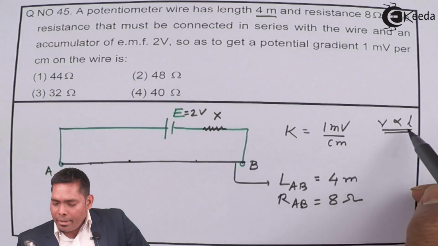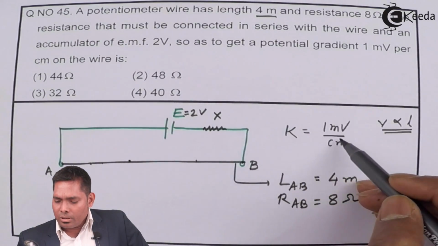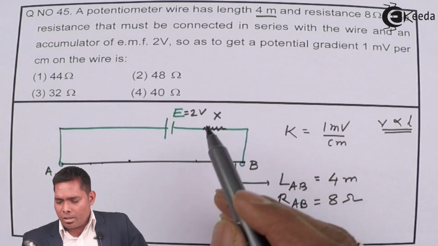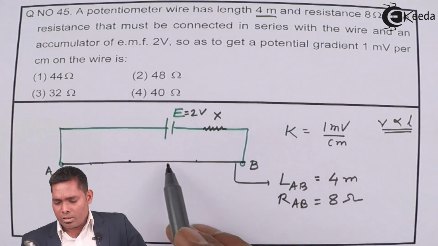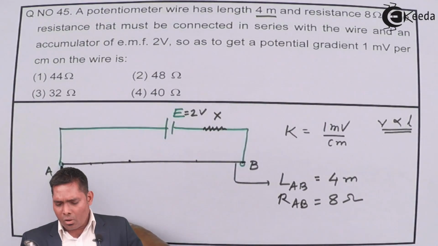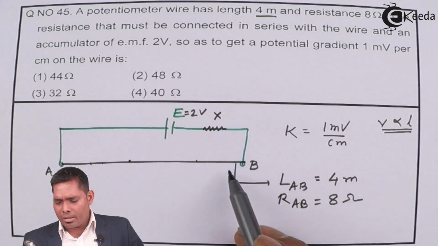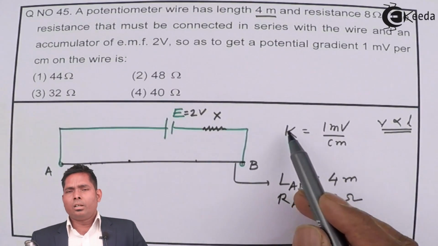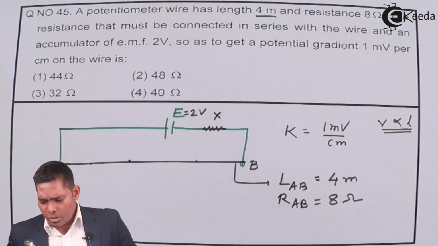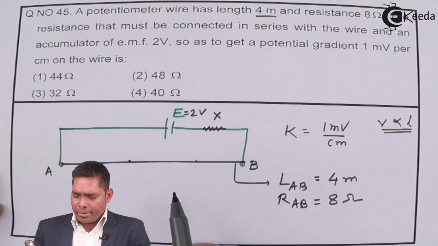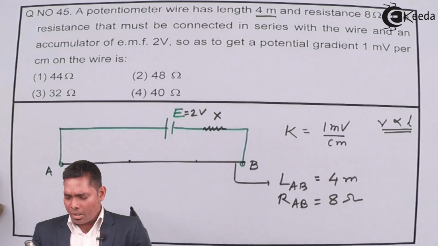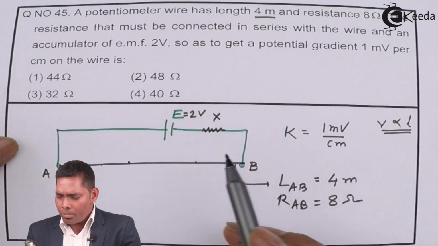Therefore, I consider K is constant, and we are supposed to find X, because as we change X, this K, the potential drop, will also change. If I increase this, this will decrease, because the potential drop across the potentiometer wire will be lesser. So if that is less, then potential gradient will also decrease. So now the question becomes very simple. We have to apply that potentiometer principle, that the potential drop is same, and we have to develop this K.